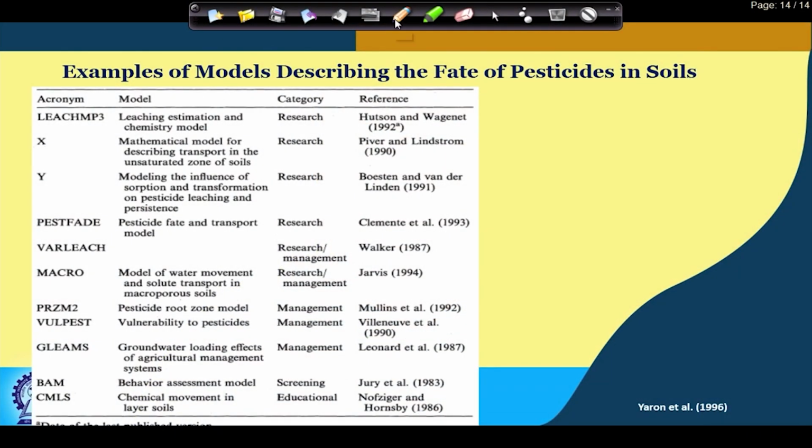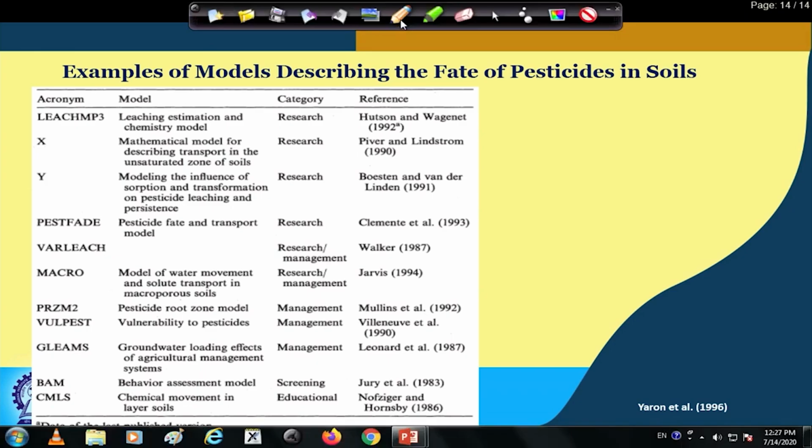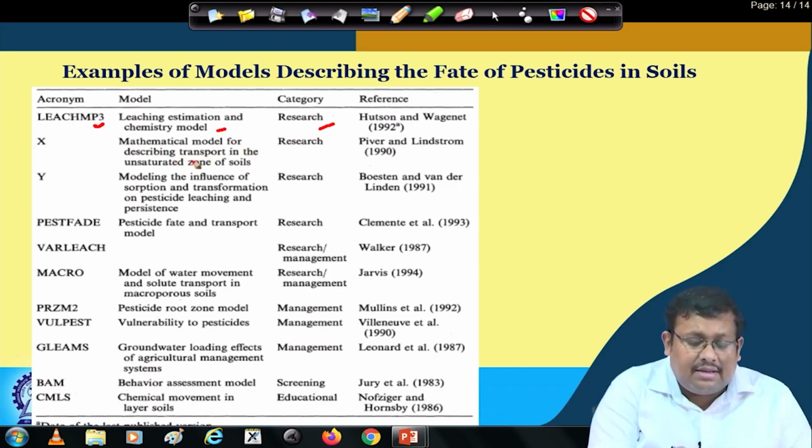So, this slide basically shows the different models and what are their function and in which category they belong, and some related differences are also there. So, let us start with the first one, that is Leach MP3, which is basically a model. These are basically the acronyms in the leftmost column. This Leach MP3 model is basically used for leaching estimation and chemistry model, and it is a research category model. Then X is basically a mathematical model for describing the transport in the unsaturated zone of soil, which is a research model.